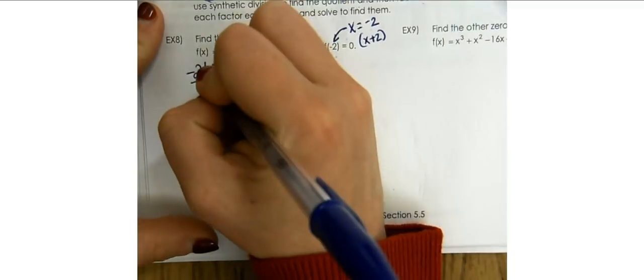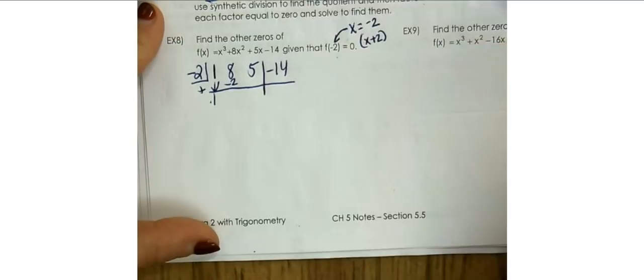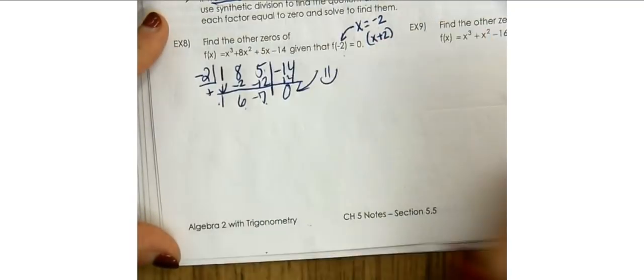I'm going to bring down the 1. -2 times 1 is -2, and I'm going to add going straight down. And I end up with 6. -2 times 6 is -12, and 5 minus 12 is -7. -2 times -7 is +14, and -14 plus 14, that is 0. So that's awesome. I ended up with a remainder of 0, which is exactly what I want.